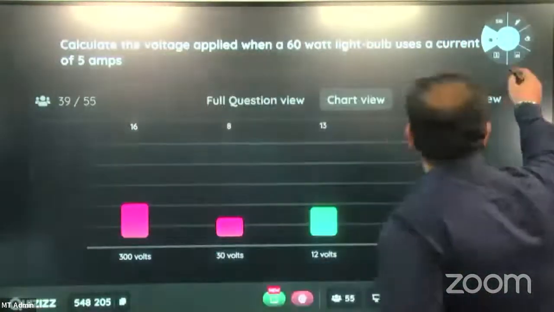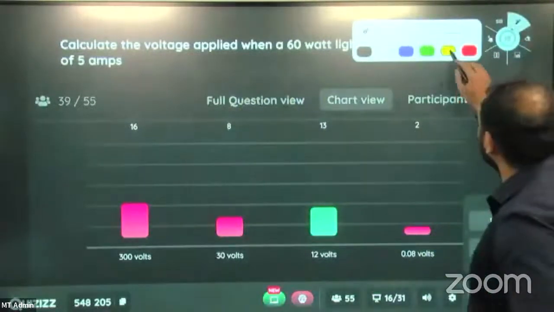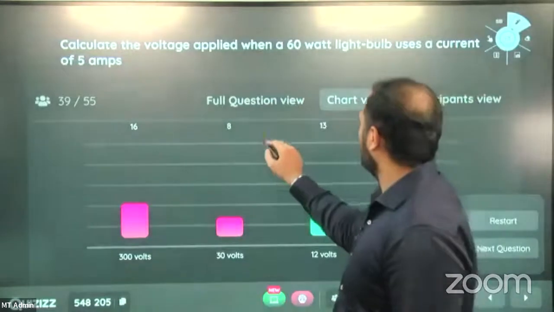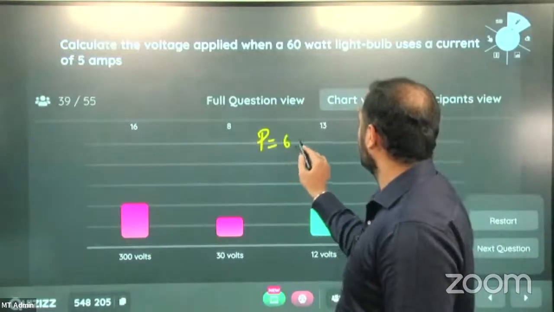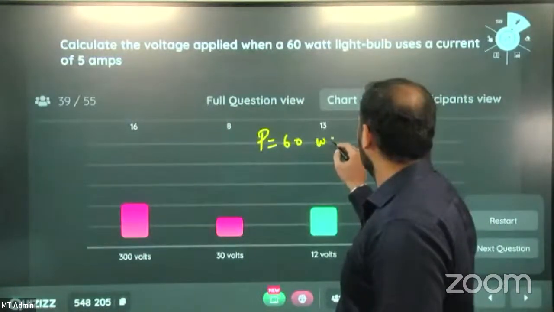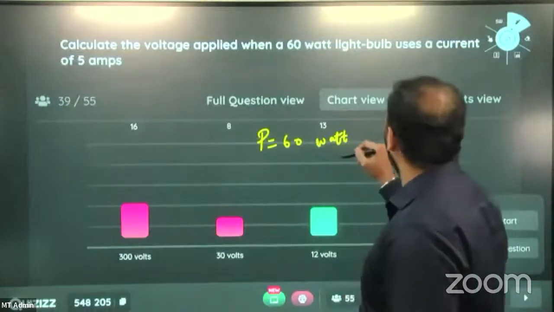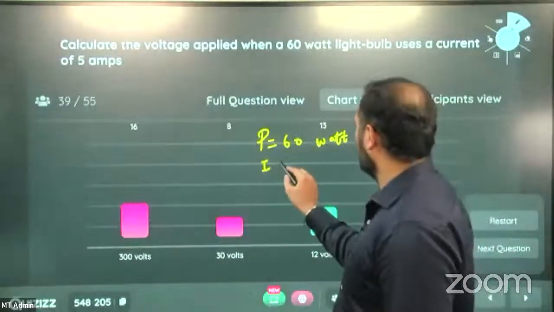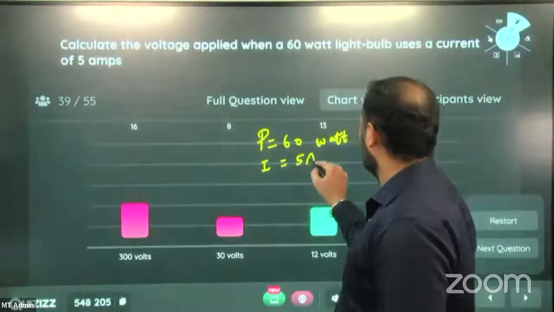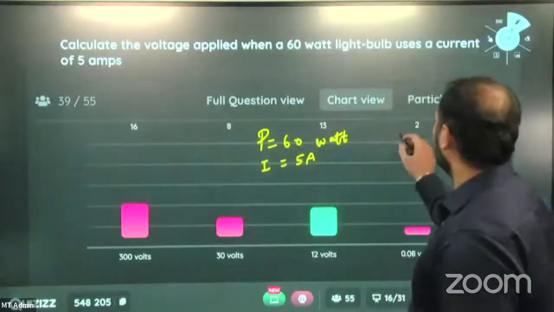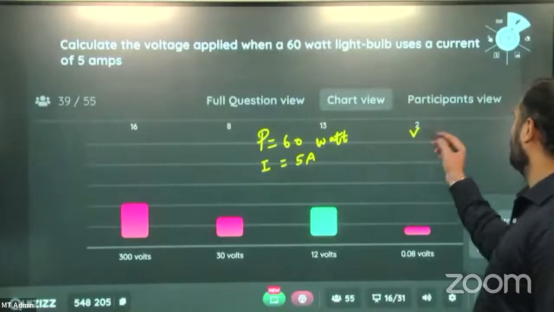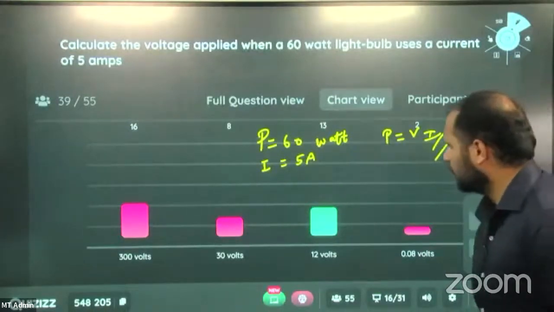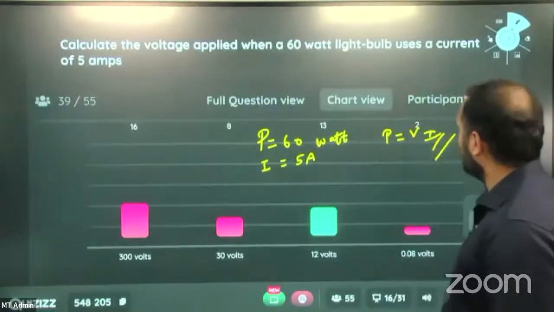Okay, so calculate the voltage applied when power is 60 watts and current is 5 amperes. What they're asking for is voltage. What do we know that P is? P is equal to V into I. P is nothing but V into I, correct?